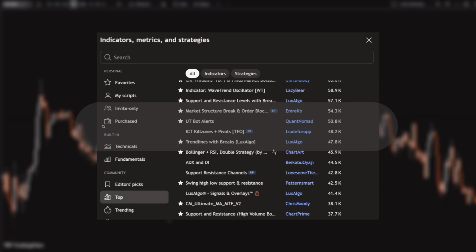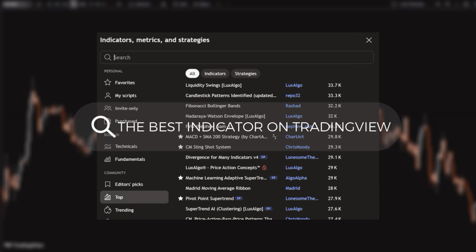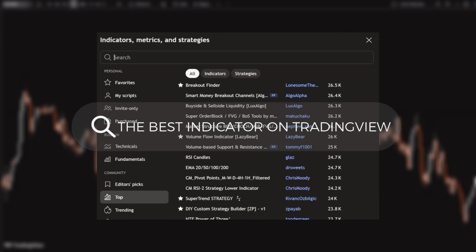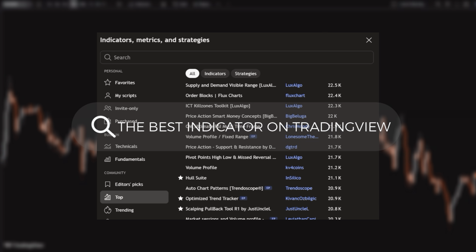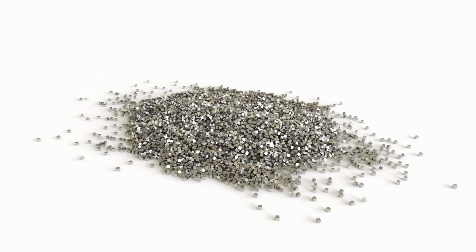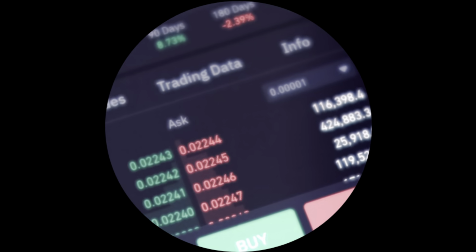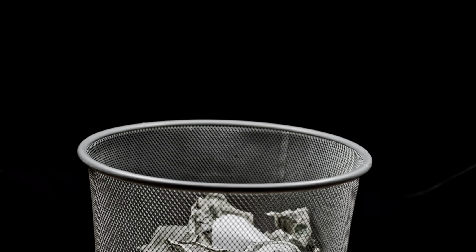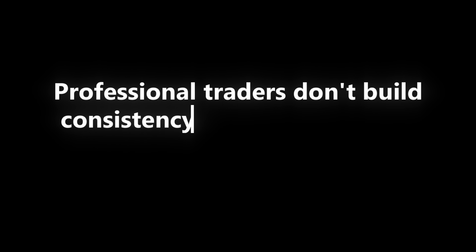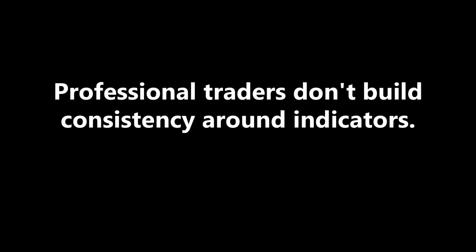If you're constantly searching for the perfect indicator, the perfect settings, or the next TradingView tool that's supposed to change everything, that habit is probably costing you money. And if you haven't taken every signal an indicator prints without understanding the market behind it, you're almost certainly losing money. The truth is, professional traders don't build consistency around indicators. They build it around structure, risk management, and proof of concept.